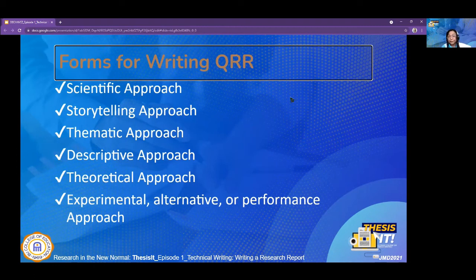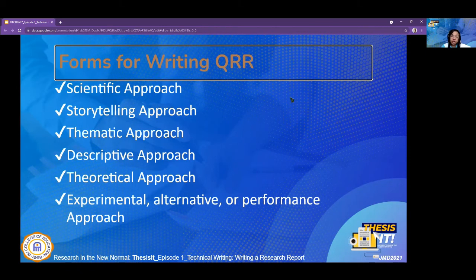Others also consider the theoretical approach. This approach in writing a qualitative research report, I don't know how many of you will be writing a qualitative research, but this approach is employed when the researcher starts with a theory, like, for example, a theoretically oriented case study, if you're doing a case study, or the researcher ends with a theory, like in a grounded theory approach, or when you modify a theory based on the existing views of your participants.